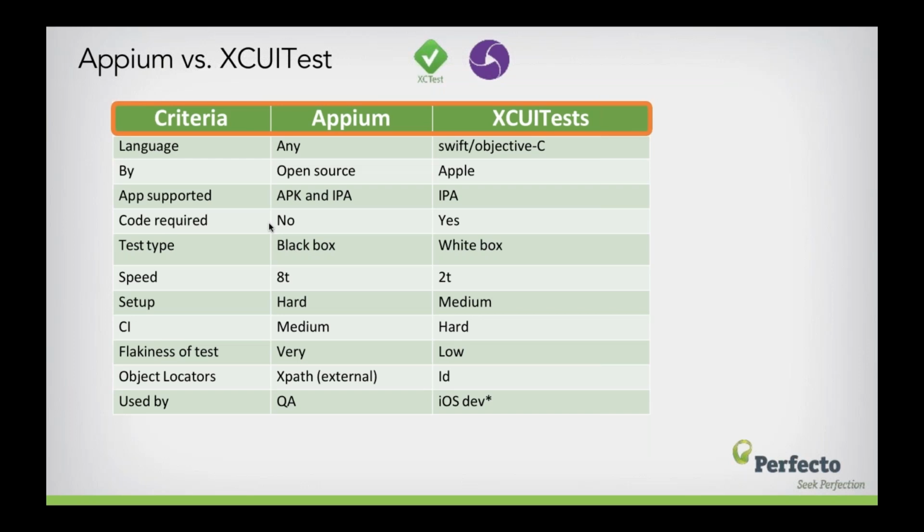So XCUITest is a technology developed by Apple, added to Xcode, and it allows you to create white box automation, which means that you are familiar with the code, you're familiar with the objects, and you will be able to create a test. It's executed directly from Xcode or from your build environment. Some people call it by mistake a unit test. It's not a unit test. It's on real devices. It's end-to-end testing. It's UI testing, and it's run on the real devices. But it runs very, very fast and actually works very nicely.